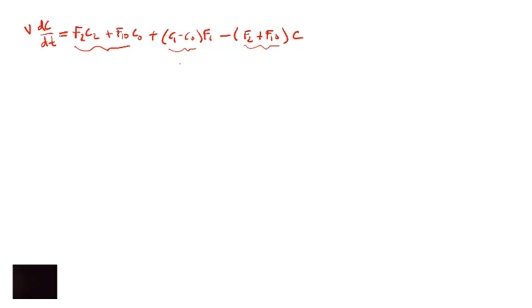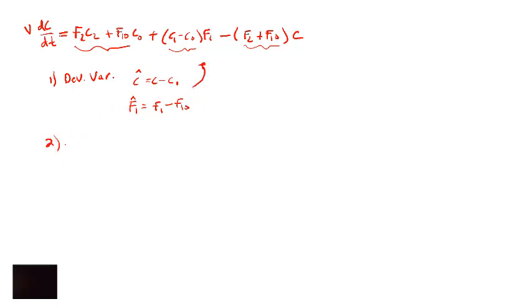Now, to derive our transfer function, we can put things in terms of deviation variables. In other words, we'll say that C hat equals C minus C bar, which is the initial steady state condition, which we call C0. And we can also say F1 hat equals F1 minus F10. We put these in terms of deviation variables and then plug them into this equation.